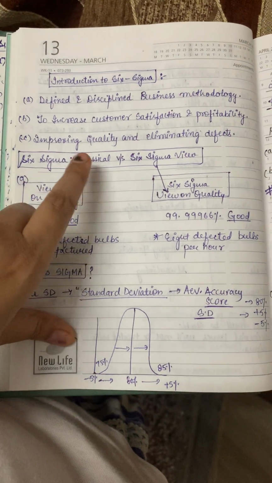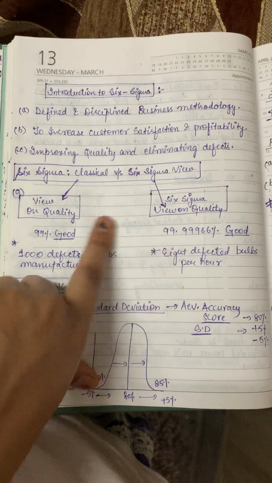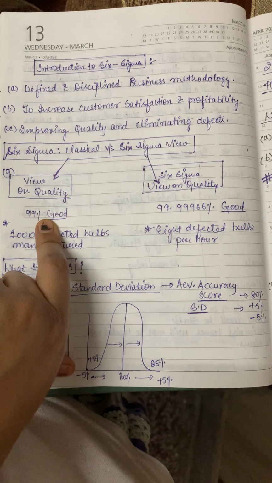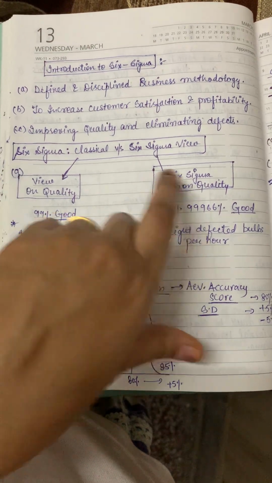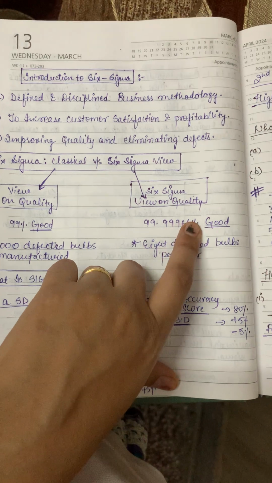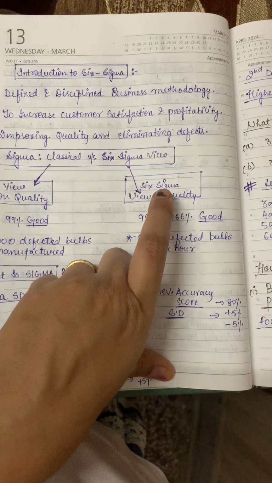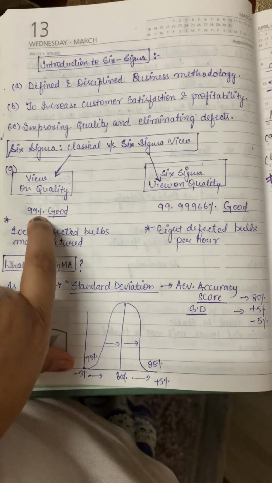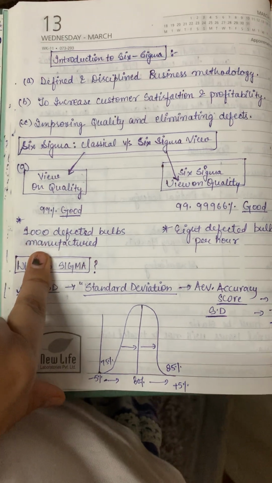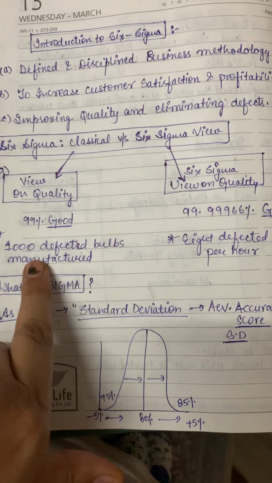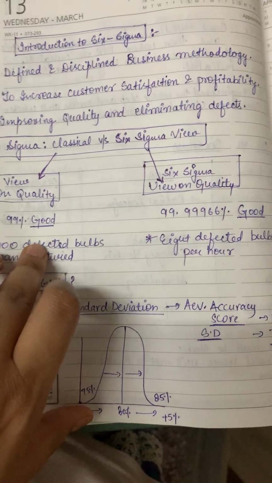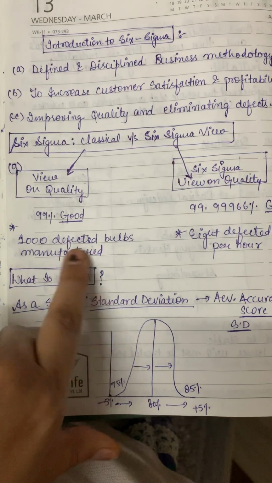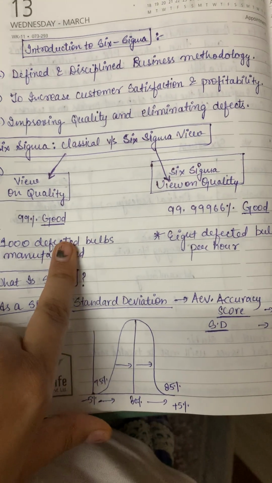So there are two different views: Six Sigma classical and Six Sigma view. We have views on quality. The classical view shows only 99% defect-free product or service, while the Six Sigma view shows 99.999966% good. If Six Sigma is applied, this should be the result. If it is not applied, then only 99% is there. For example, suppose 1000 defective bulbs are manufactured per hour without Six Sigma, and with Six Sigma 8 defective bulbs per hour are produced.